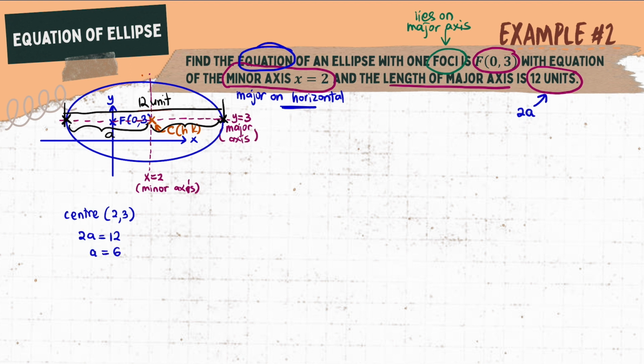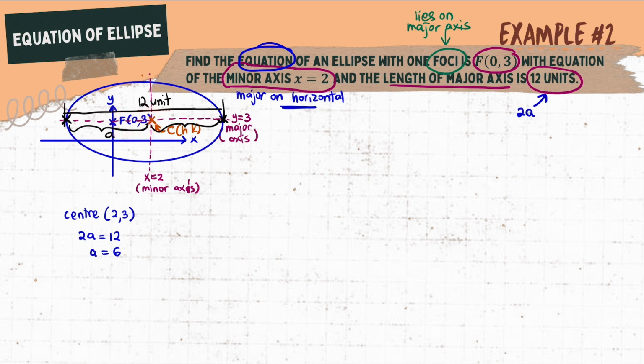Alright, so bila A sama dengan 6, kita boleh tahu our value of C sebenarnya. C tu daripada length antara fokus kepada center kita. So nak dapatkan length of fokus kepada center ini adalah length of C kan.